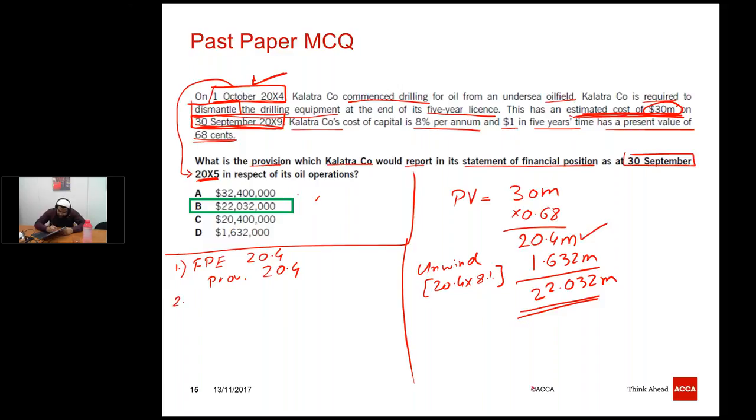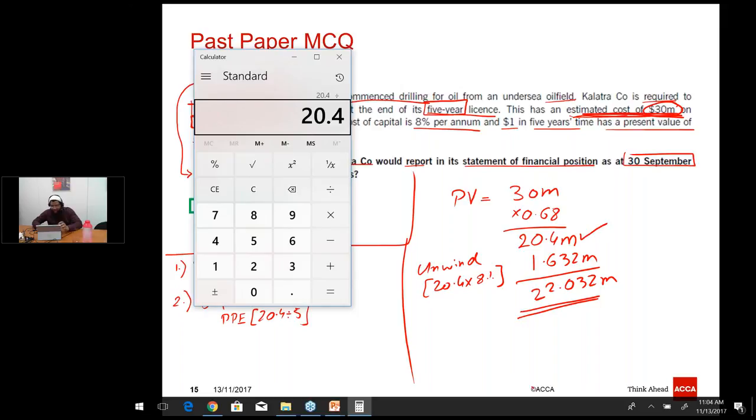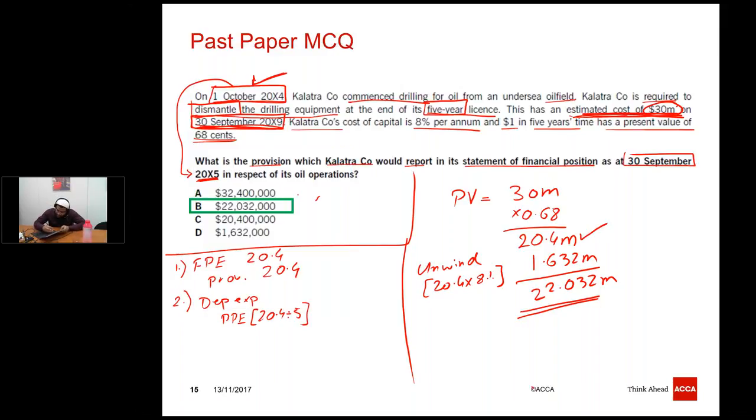And then if I'm going to depreciate the asset, the life was 5 years. So if I'm going to depreciate it, I'm going to say depreciation expense debit and the property, plant and equipment credit by 20.4 divided by 5, which is going to be 4.08. So the depreciation would be 4.08. And then the third entry is actually finance cost debit and the provision credit that we have already calculated, 1.632.